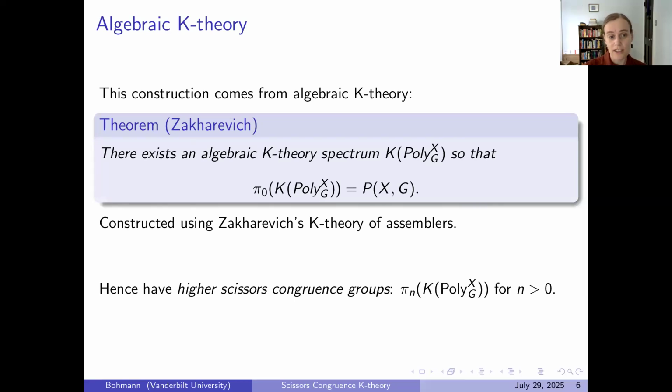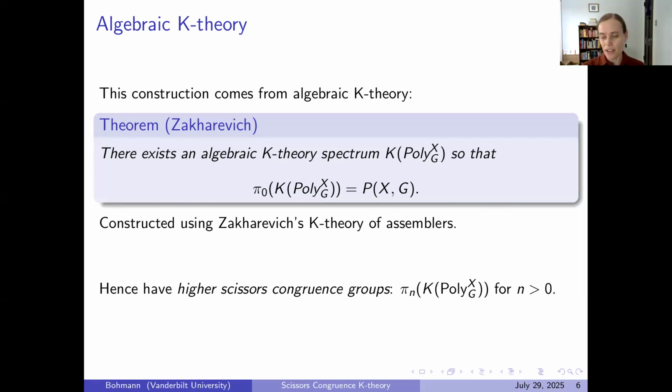So Zakharevich proves that there's an algebraic K-theory spectrum, which she calls K of poly X, G. So poly is for polytopes, X is the name of the geometry I'm looking at, and G is this subgroup of isometries that I'm looking at. And this algebraic K-theory spectrum has the property that its zeroth homotopy group is the scissors congruence group in question. So in some sense, this is surprising. This is not algebraic K-theory of, like, a Waldhausen category or a symmetric monoidal category or something like that. This comes from a more general combinatorial approach to algebraic K-theory that Zakharevich built called the K-theory of assemblers.